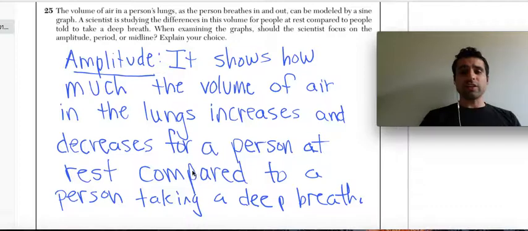So make sure you understand what a sine and cosine curve looks like, what its properties are, amplitude, period, and midline, and what it represents in different contexts, okay? So that was number 25. We're going to move on to 26.